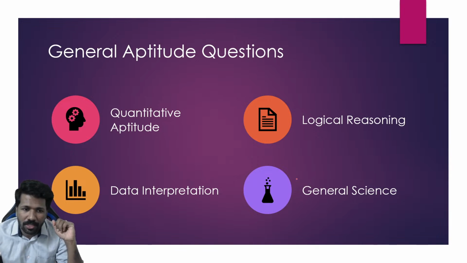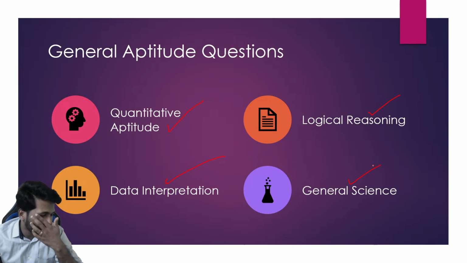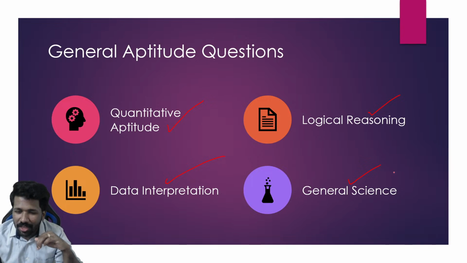इसमें maximum questions आता है quantitative aptitude topic से, second logical reasoning, third data interpretation and fourth general science. Last 2-3 years general science questions are getting lesser and lesser and lesser.